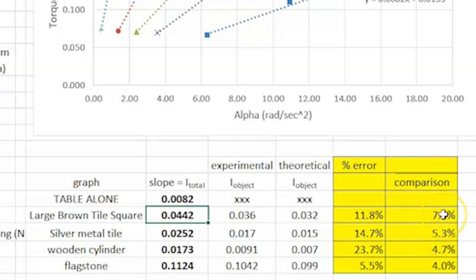Before, my error was 7.5 for the large brown tile square. Now it's 11.8. And you can see this one is huge. The wooden cylinder went up to 23.7 from 4.7 just from that one data point changing. So it can have a big effect.